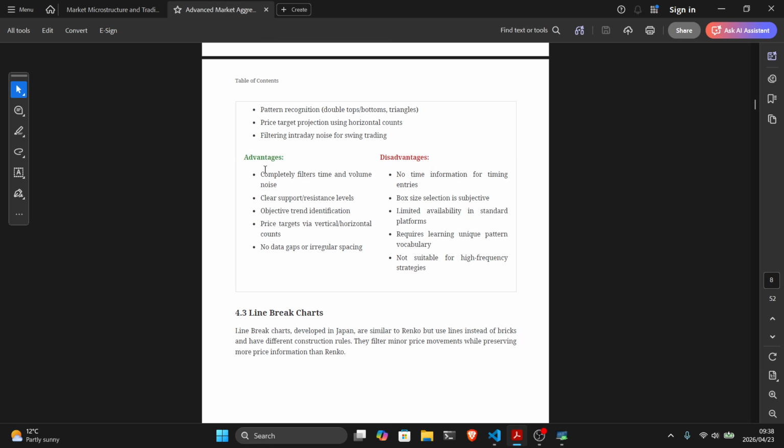What are the advantages? Completely filters time and volume noise, clear support and resistance levels, objective trend identification, price targets via vertical and horizontal counts, no data gaps or irregular spacing.